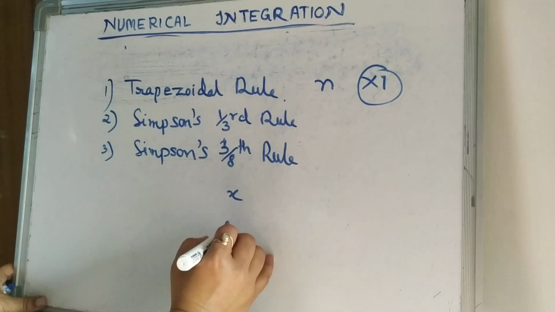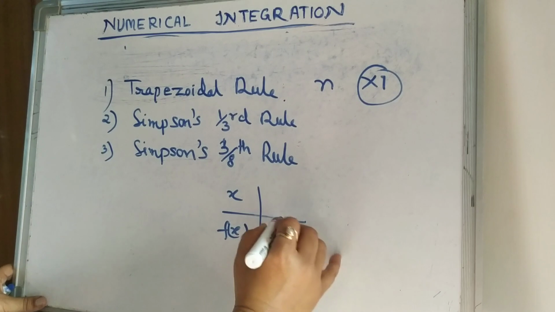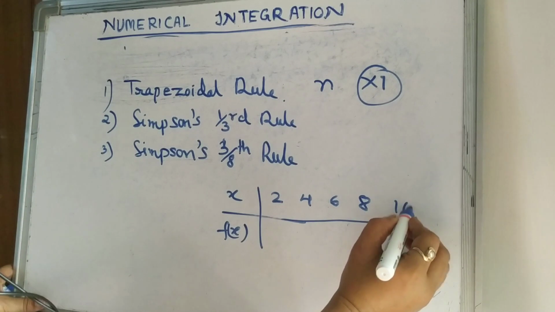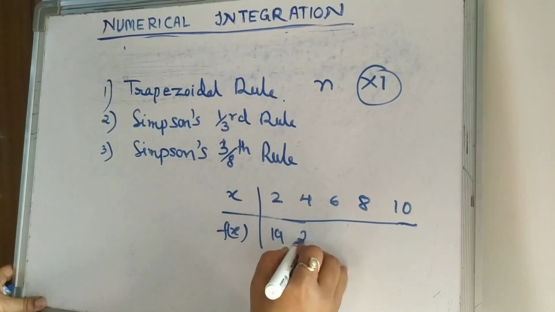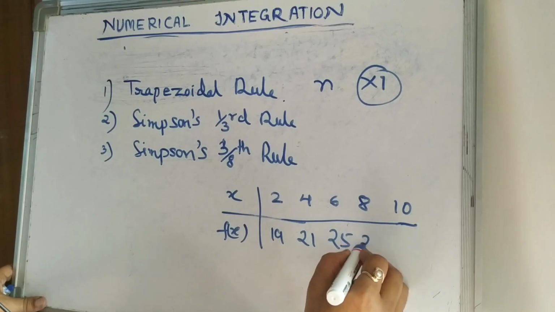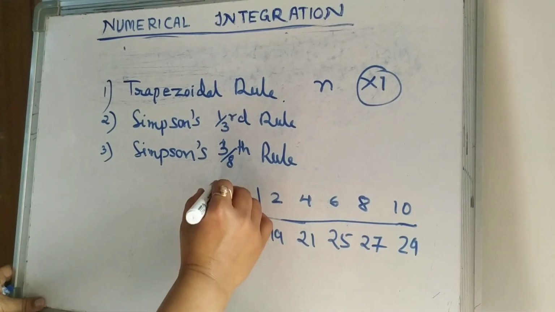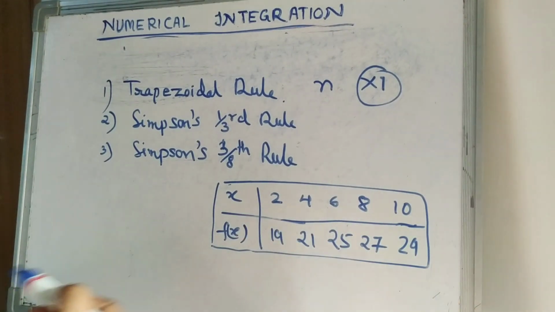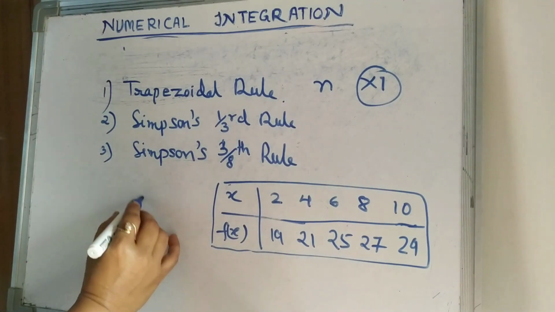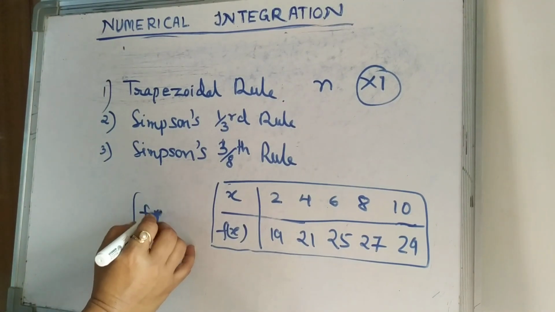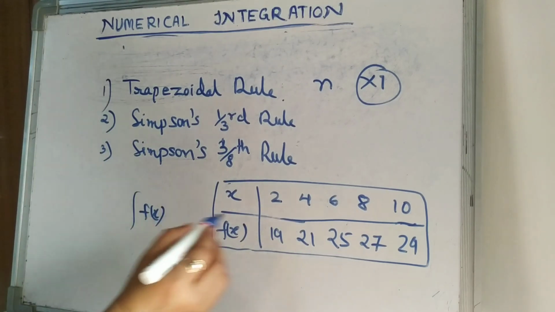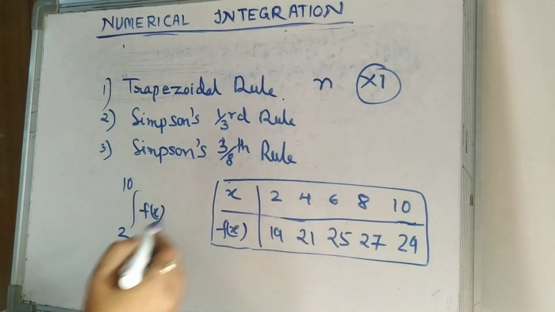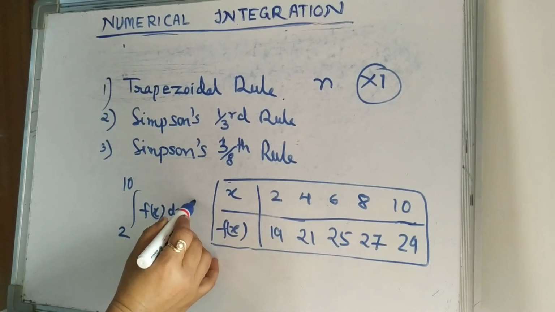Suppose this is your table of x and f(x), where x values are 2, 4, 6, 8, 10 and the f(x) values are 19, 21, 25, 27, 29. This is your table. If you are asked to find the integral of f(x) dx, where the function form is unknown to us and the lower limit is 2 and the upper limit is 10.